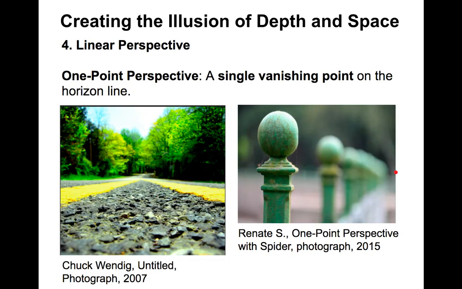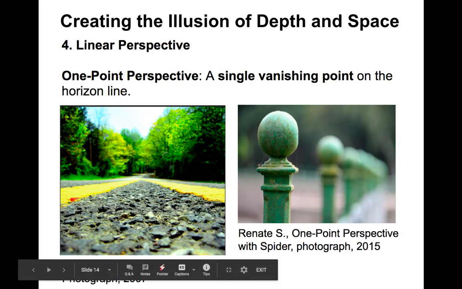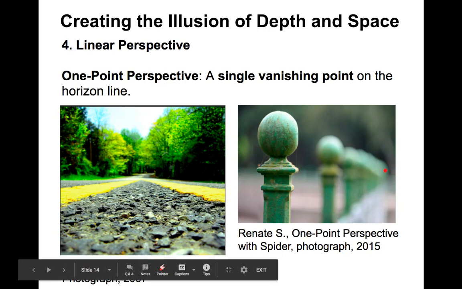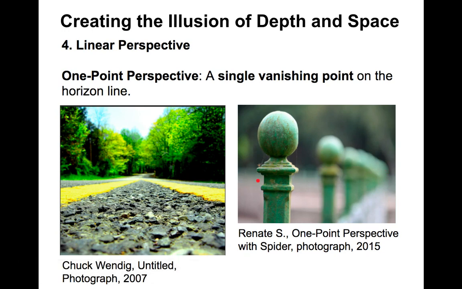Here's one-point perspective, two different examples. One has one-point perspective in the middle. You can see over here. And one has one-point perspective off to the side, to the right. It's still one-point perspective even if it's off-center. It just means that it's going to a single point on a horizon line. And these are different photographs from these two different artists.